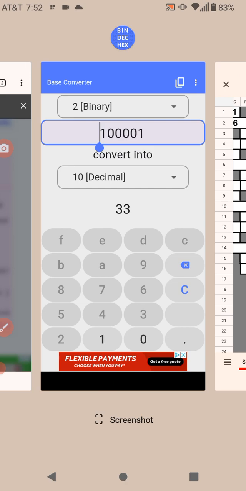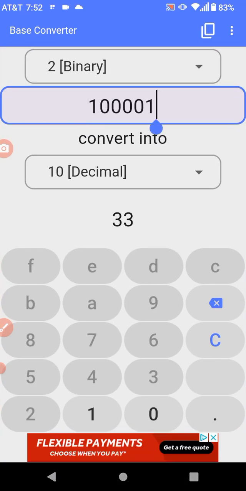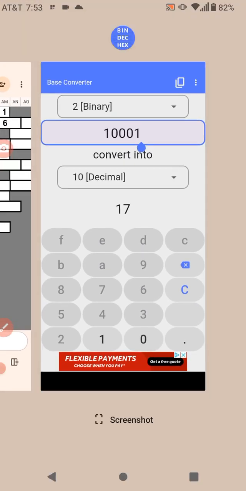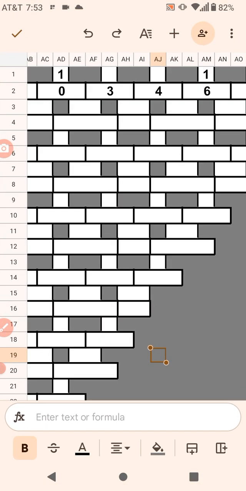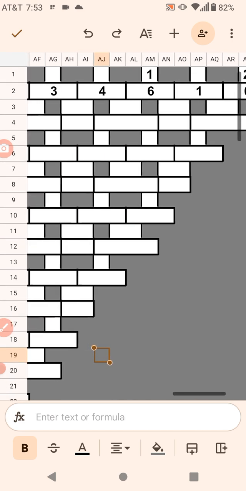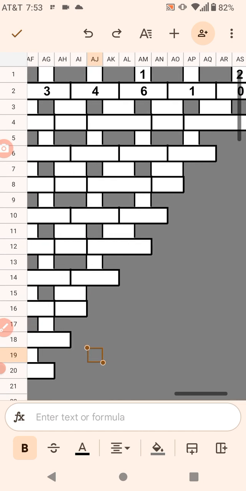I do most of the stuff in my head. Once you get to a certain point, you just shorthand stuff because it's easier for you. 1001, 17. Okay, I was wrong. That's why we always check our work. So that's 16, and then there's 1 is 17. Okay, that makes more sense.